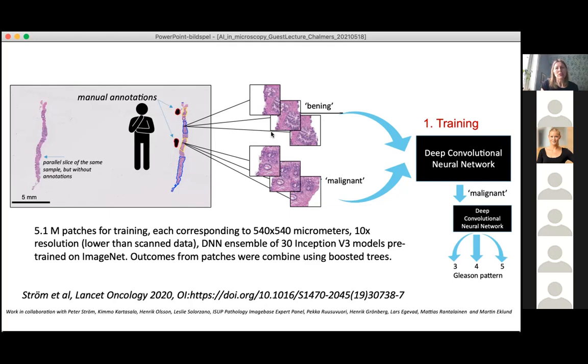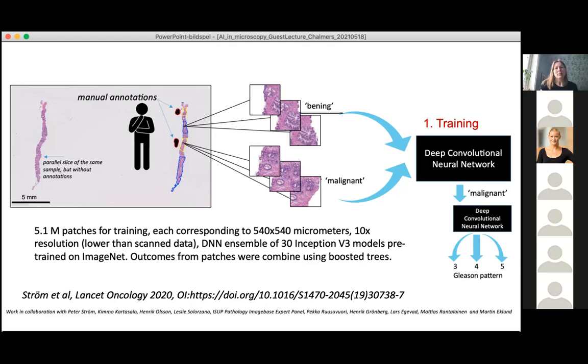Each of them corresponded to 540 by 540 micrometers, a quite small region in the tissue. And we actually ended up reducing the resolution of the images. We tried lots of different patch sizes, but in cancer grading, you need to see a little bit of the context. You can't have too small patches because then you're too close to see the surrounding pattern. So we were playing a bit back and forth with this and then came to the conclusion that lowering the resolution and having fairly large patches was what worked best.